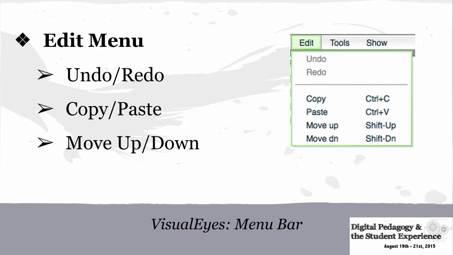The Edit menu has the following options: Undo or redo. You can undo and redo actions. If you decide to undo a lot of changes, redo will only redo the most recent undo. There's also Copy and Paste, which is similar to editing a document. You can simply copy and paste. Instead of words and phrases, you can copy and paste elements.